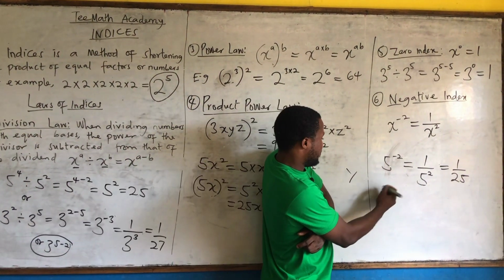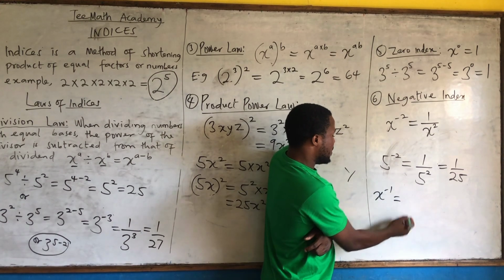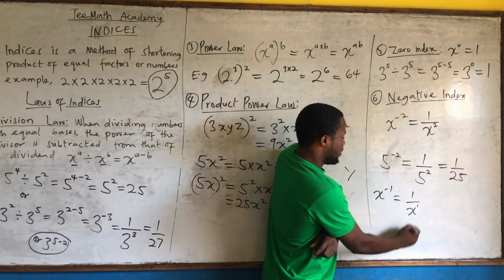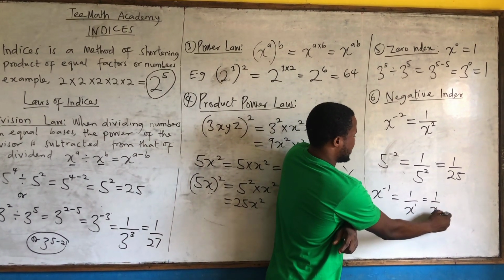Okay, so I have maybe x raised to power minus 1. This one will give me 1 over x raised to power 1, and this gives me 1 over x.